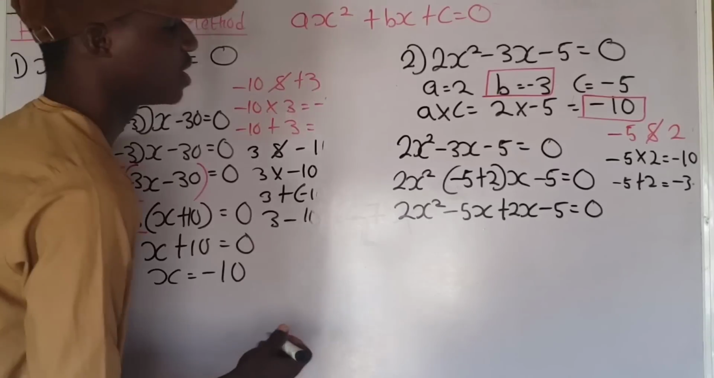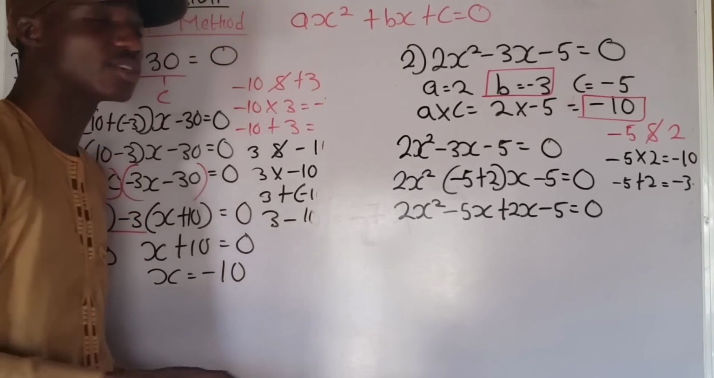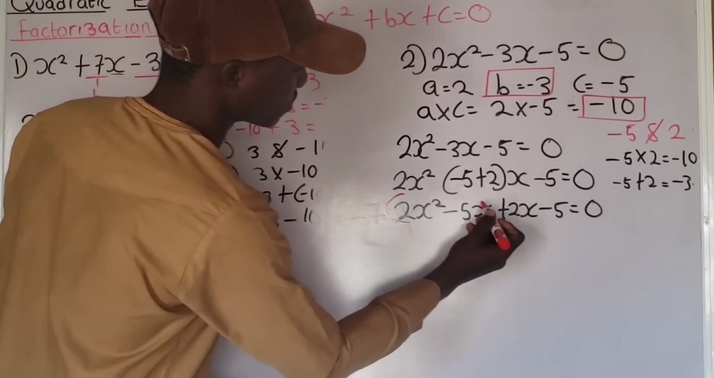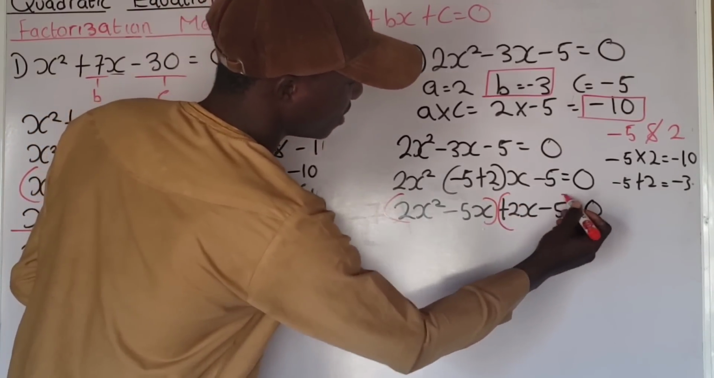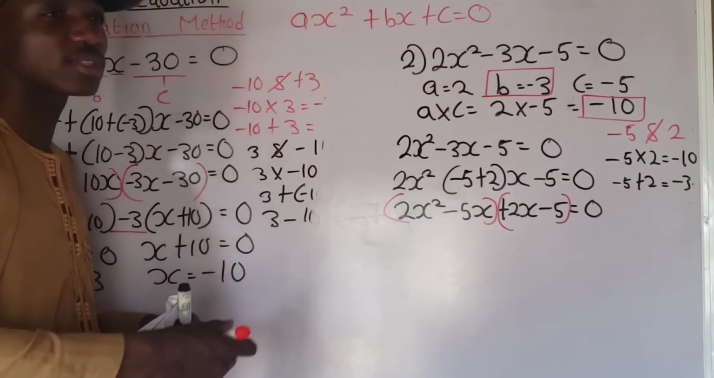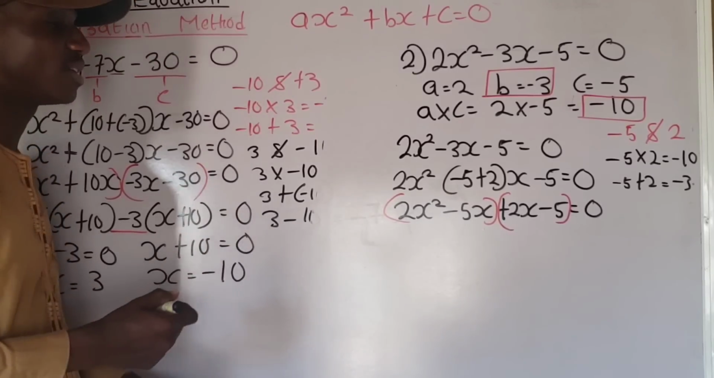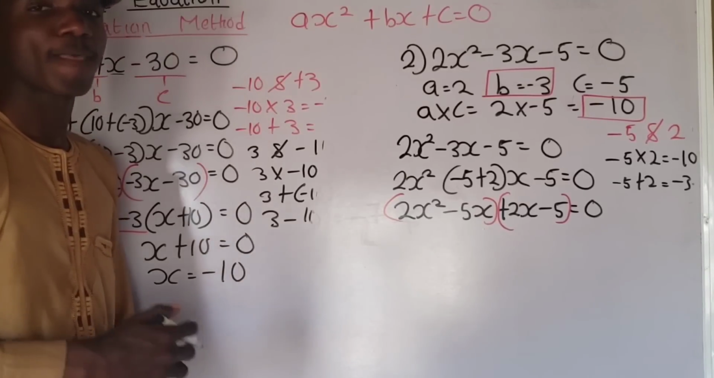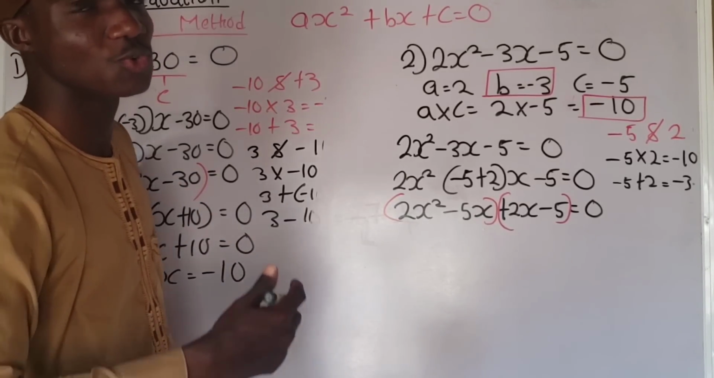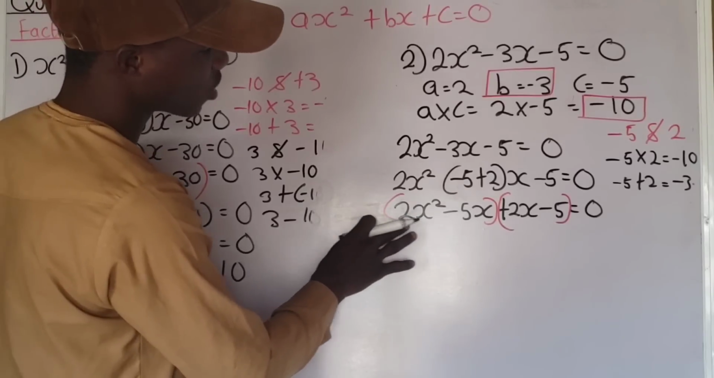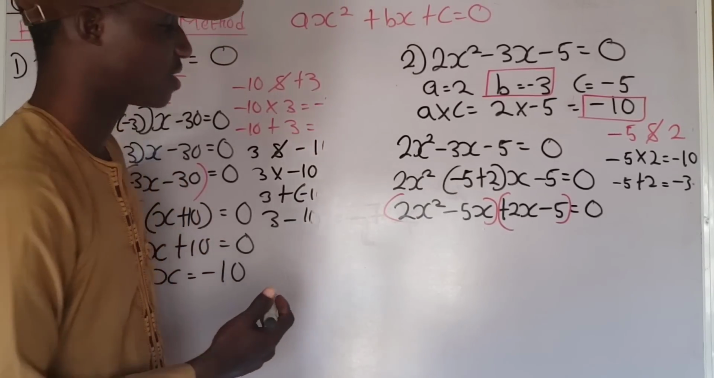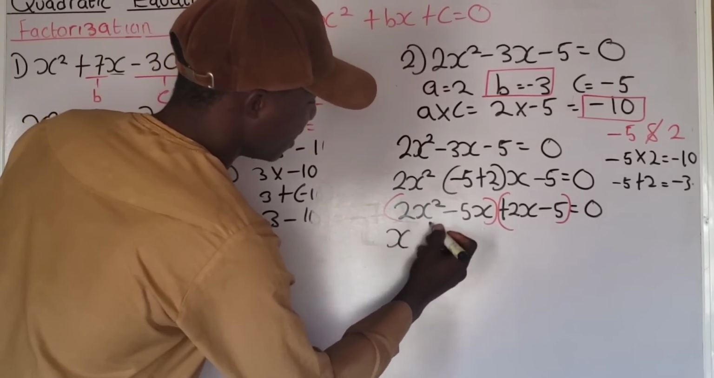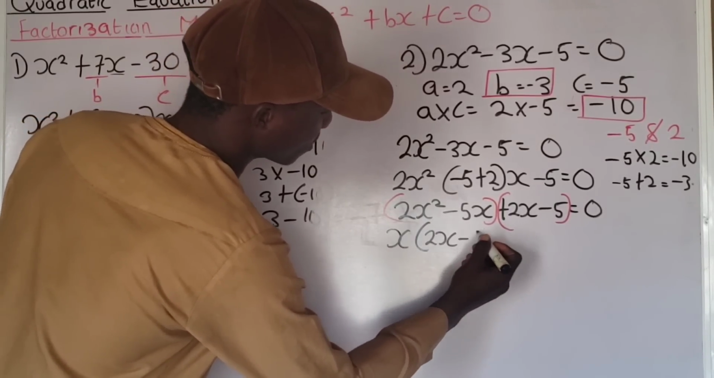Now, I'm going to separate this quadratic equation into two. The first part will be the first two terms, and the second part will be the last two terms. Now, let us deal with this using the factorization method. The reason why we call this method the factorization method is because here we are going to factorize. So, if you are not versed with factorization, make sure you learn more on it. Now, what is the common factor between 2x squared minus 5x? The common factor is x. So I'm going to have x into bracket 2x minus 5.